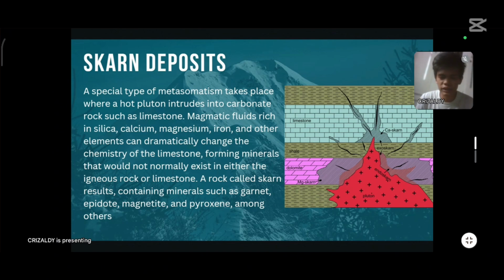And as we can see in the image, the hot pluton was entered in the carbonate rock such as the limestone, shale, and dolomite. And we can see also in the image the different type of skarn such as the endoskarn and exoskarn. I explain later what is the meaning of exoskarn and endoskarn, but we can classify the type of skarn differs on their protolith or the rock origin where the metamorphic rock was formed. That is the meaning of protolith.